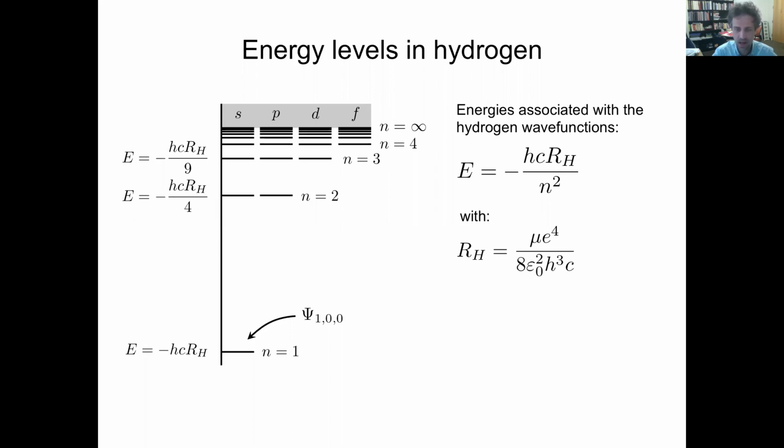It depends on the reduced mass, which is the combination, of course, of the electron mass and the mass of the proton in the hydrogen atom. Then e to the power fourth, that is the electron charge to the power fourth, divided by 8 epsilon naught squared, that is the vacuum permittivity, times h to the power 3, and then the speed of light. Okay, so that is called the Rydberg constant. It's an important constant, as you will see hopefully in 2 seconds.